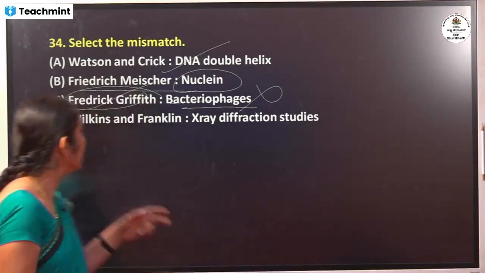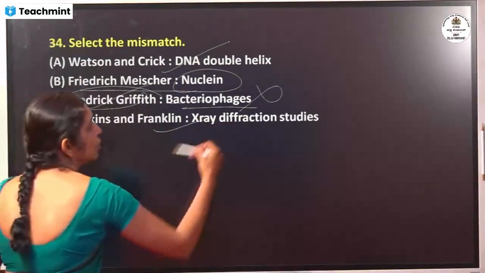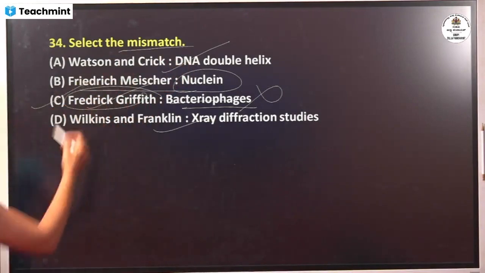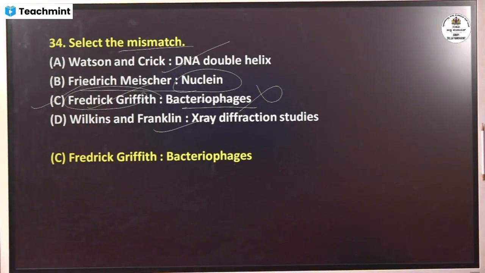And Wilkins and Franklin did their studies on the X-ray diffraction. So which is the mismatch over here? C is the mismatch over here. Frederick Griffith, bacteriophages.